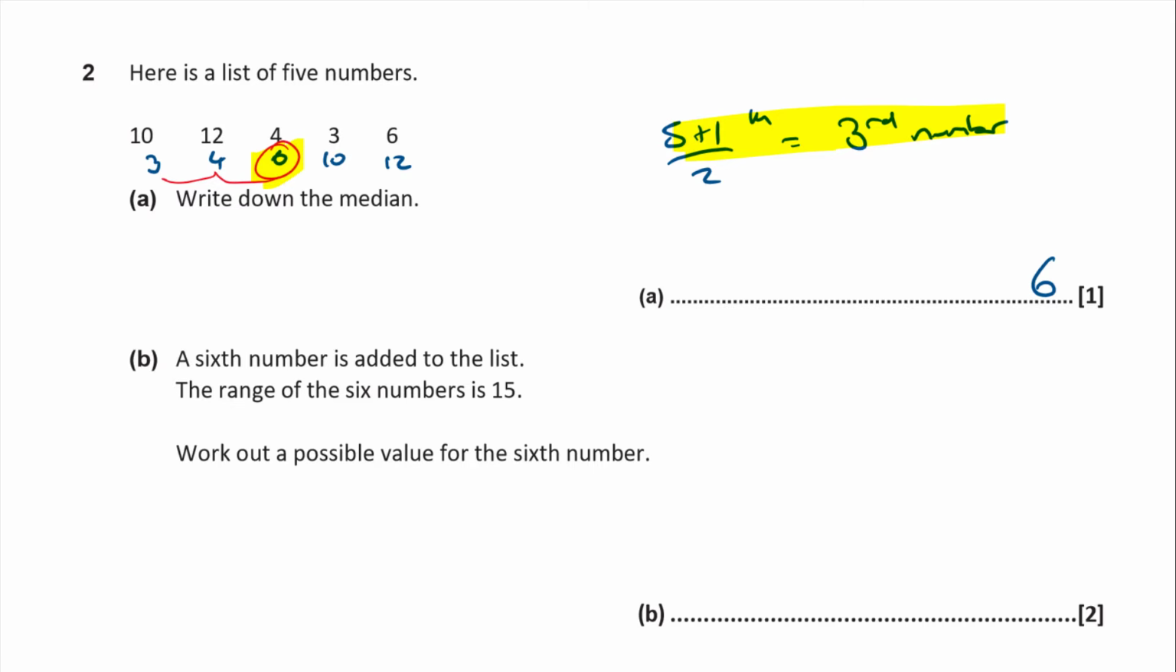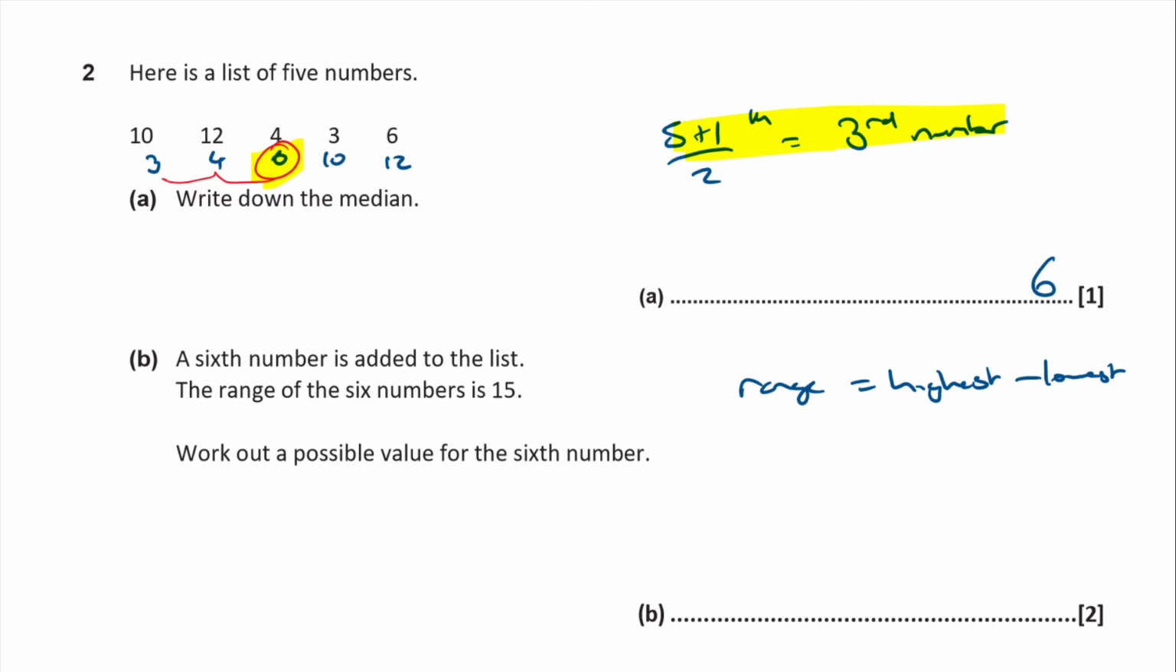Part B, a 6th number is added to the list. The range of the 6 numbers is 15. Work out a possible value for the 6th number. Okay, so if the range is 15, range is highest minus lowest. So the difference between those two numbers needs to be 15.